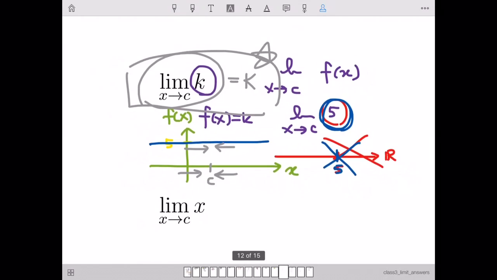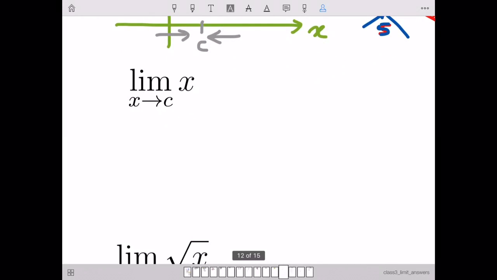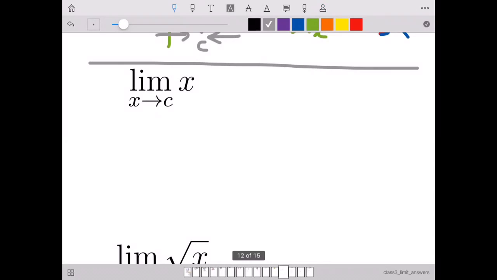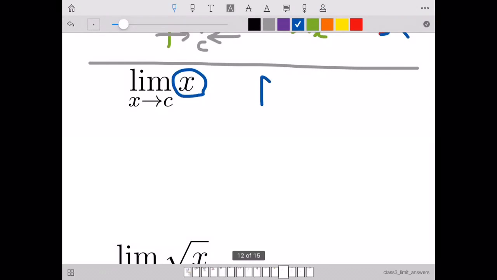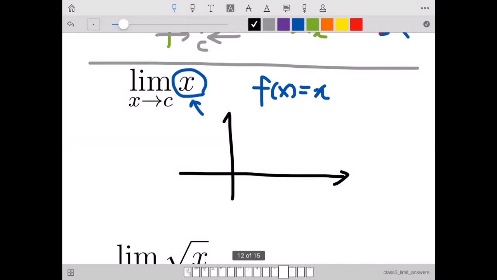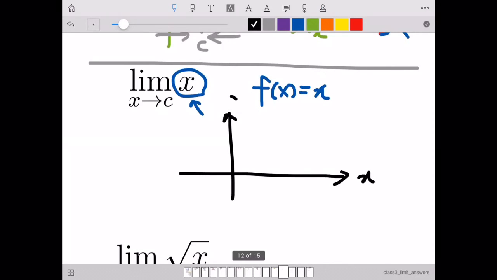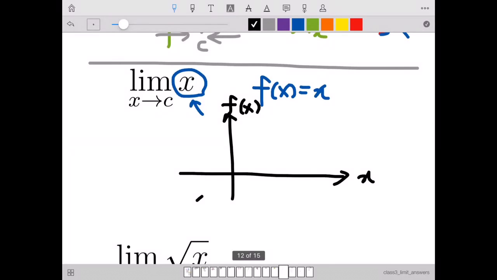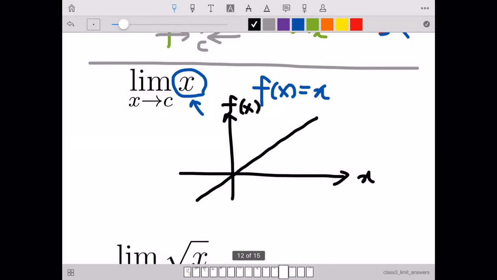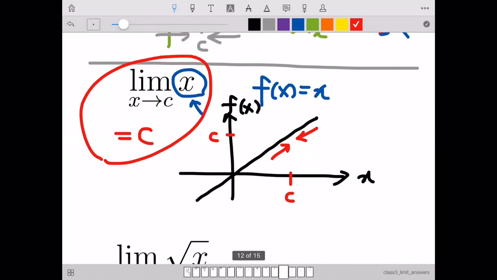Okay. And then the limit as x approaches c of x. Again, that x is f of x equals x. That's a function. This is a position function, right? So if we draw that function, f of x, since f of x equals x, the graph goes like this. So at any c, its function value is also c. So this is c. Okay.